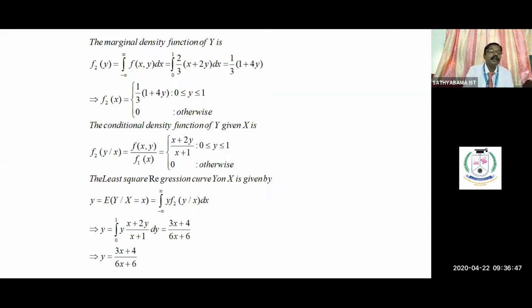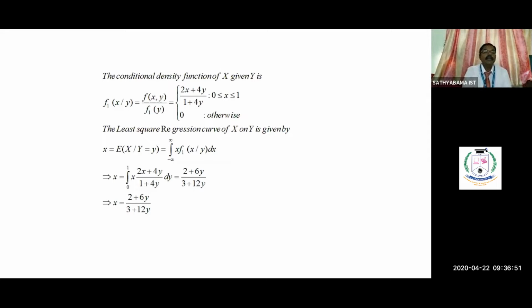In the same way, we can find the conditional density function of x given y. That is the fraction of the joint distribution by the marginal density function of y. So taking the ratio, we get the least squares term. It is given by this equation.